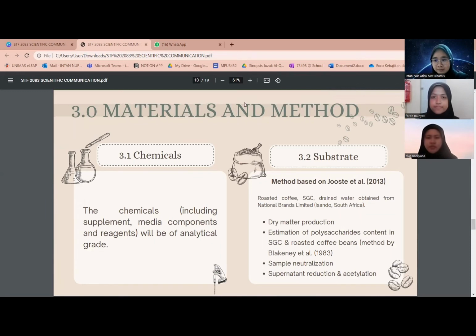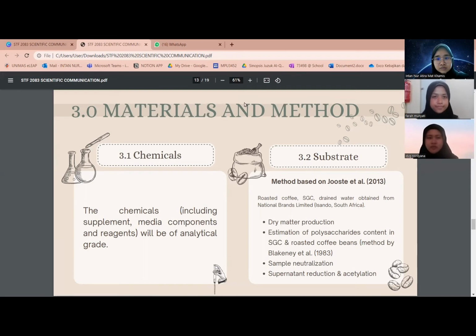For this experiment, the chemicals that will be used will be of analytical grade, and the substrate preparation is based on the method used by Sandberg et al., which is the drying process of spent coffee ground by removing the excess water from the spent coffee ground, increasing the dry matter from 50% to 90%. The method by Blakeney of two-stage sulfuric acid hydrolysis is used to estimate the content of polysaccharides in 0.25 gram of sample containing SCG and the roasted coffee beans.